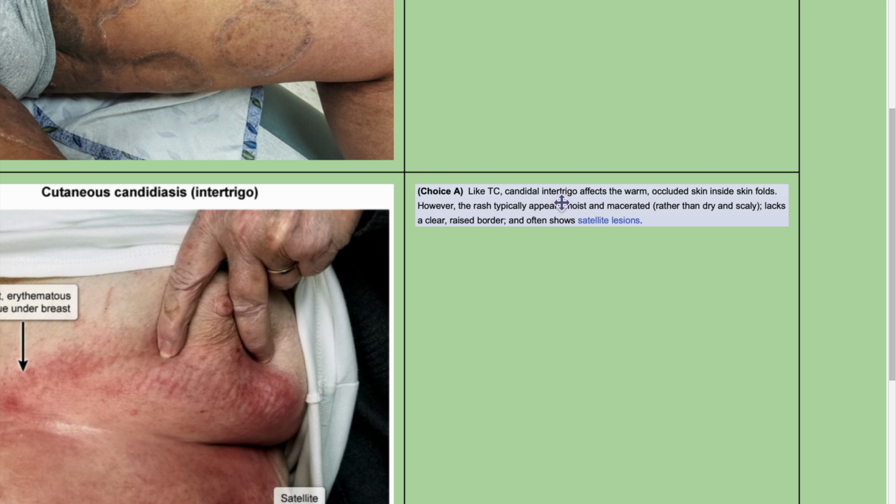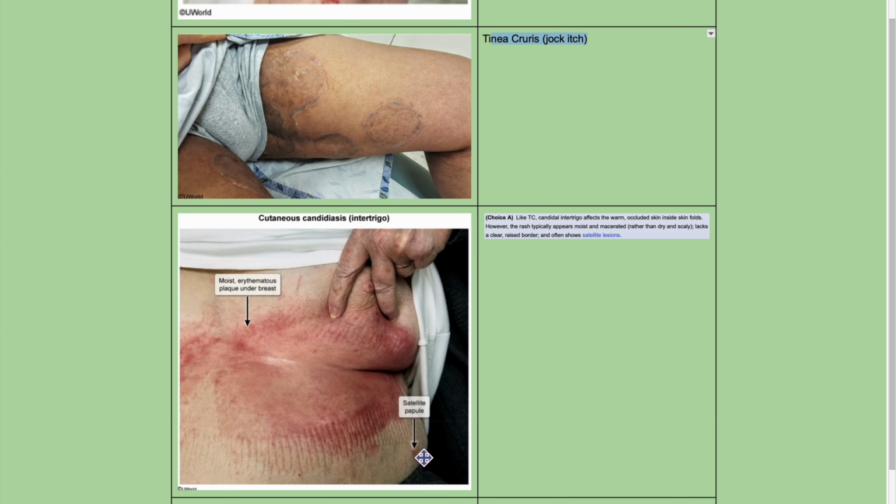Candidal intertrigo affects the warm, occluded skin inside skin folds. However, the rash typically appears moist and macerated rather than dry and scaly, lacks a clear raised border, and often shows satellite lesions. Okay, so like that, these.